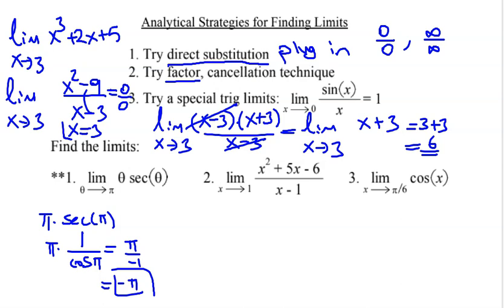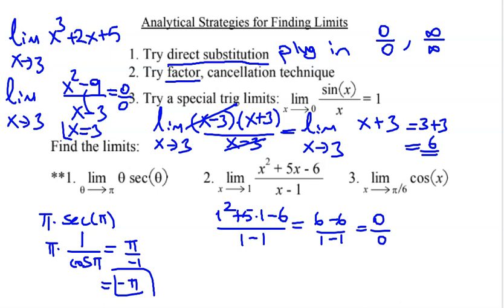In the second problem, if I try to substitute 1, we're going to end up with this. We get 1 squared plus 5 times 1 minus 6, over 1 minus 1. Then we have 6 minus 6 over 1 minus 1. So we get 0 over 0. Indeterminate form alert. So we get this indeterminate form.